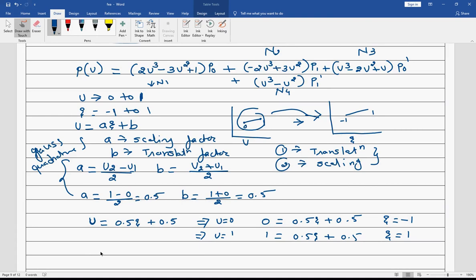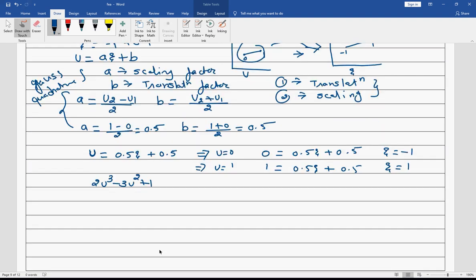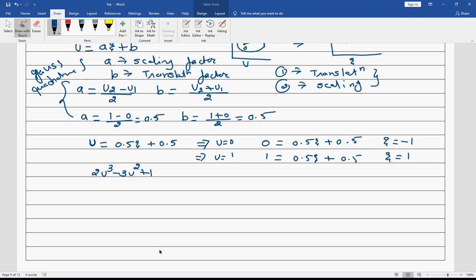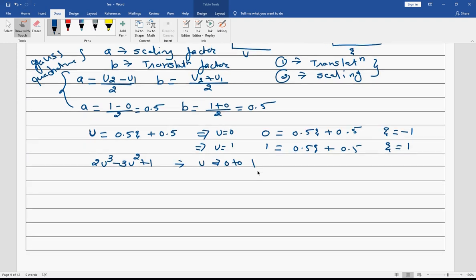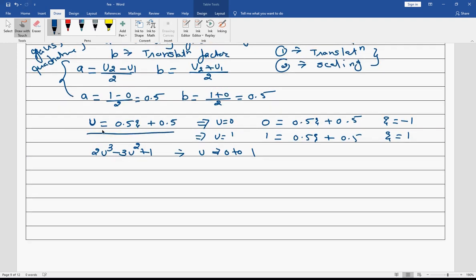So I just write this down. My first shape function N1 is u cube minus 3u square plus 1. So this is my N1, but it is in the range of u from 0 to 1, and I need to convert it into xi. Okay, so for that I need to replace u with these values. So if I replace u with these values, it will get converted into xi.